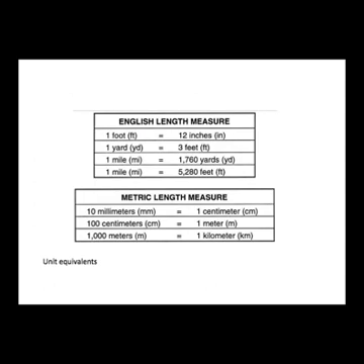The equivalents are on these tables. 1 foot is 12 inches, 1 yard is 3 feet, 1 mile is 1,760 yards, 1 mile is also 5,280 feet. The metric system is a little bit easier. 10 millimeters is 1 centimeter, 100 centimeters is 1 meter, 1,000 meters is 1 kilometer.